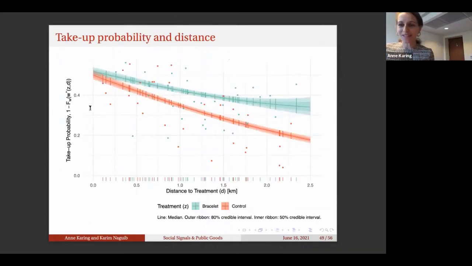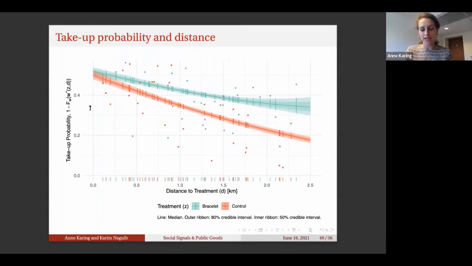Now, last result, and then I'm going to be done. I just want to show you essentially this multiplier result where we were interested. I'm plotting on the x-axis the distance to treatment locations, showing you all communities being lined up at different distances to treatment locations. And I'm showing you on the y-axis the take-up probability, comparing the control group to the bracelet group.